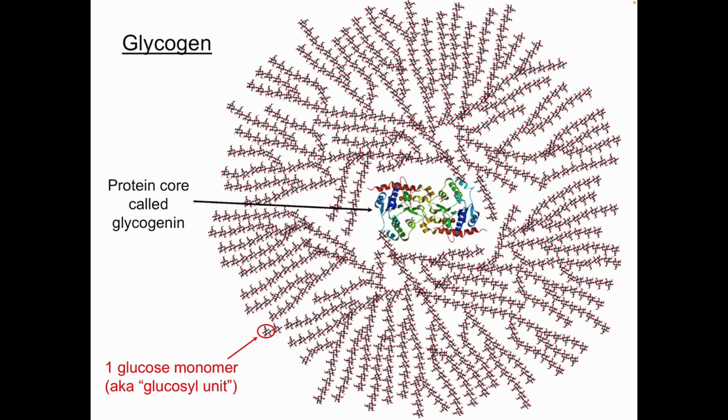Here's a schematic of glycogen. Here we have our protein core called glycogenin. And then here we have those repeating chains of glycogen and tons of branching and linear glucose monomers. And this would just be considered the one glucose monomer, or the glucosyl unit.